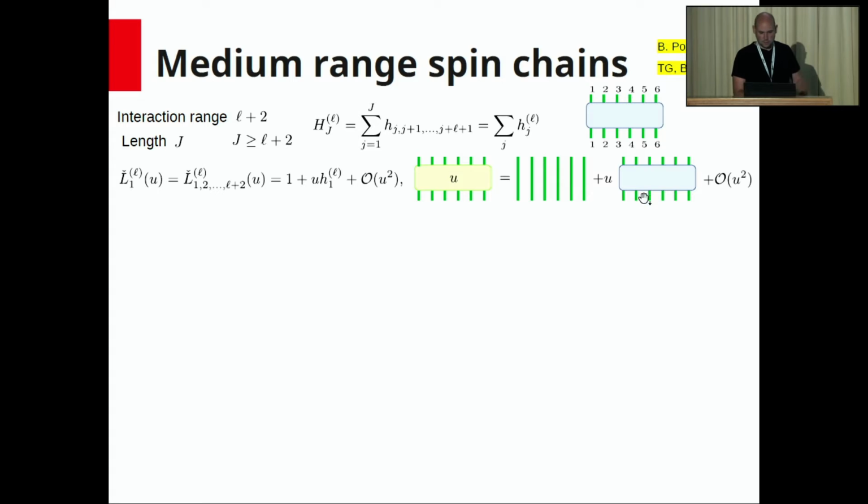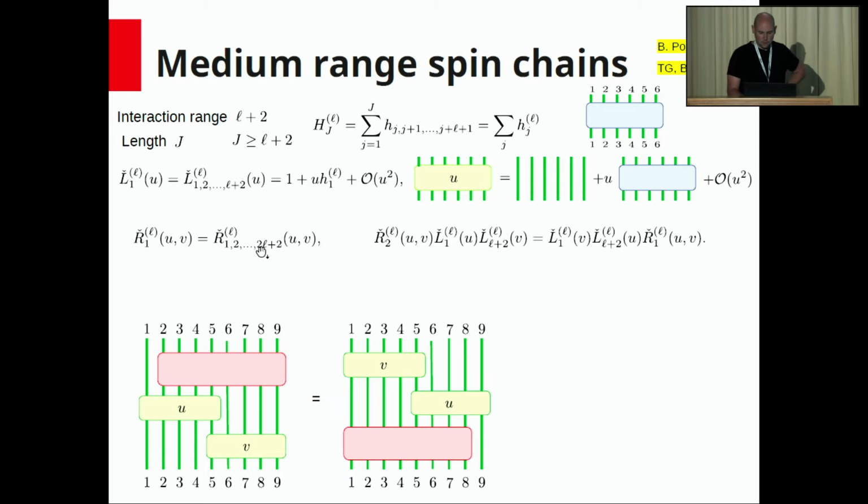And this is the graphical interpretation for this regularity condition. So the spectral parameter dependent Lax operator is equal to the identity plus u times the Hamiltonian and other terms. We also introduce an R matrix which has interaction range 2L+2, and this satisfies the RLL relation.